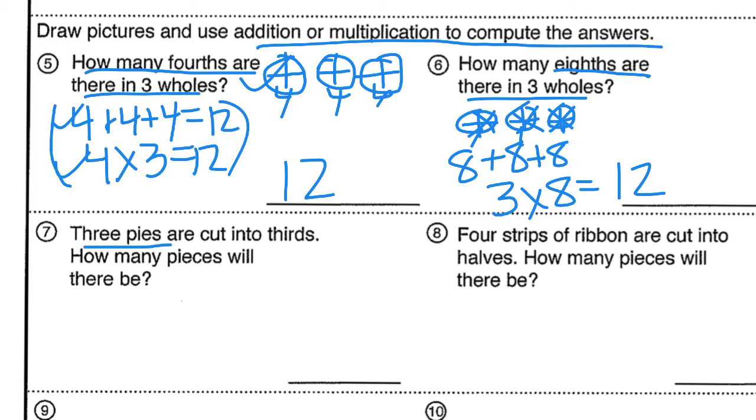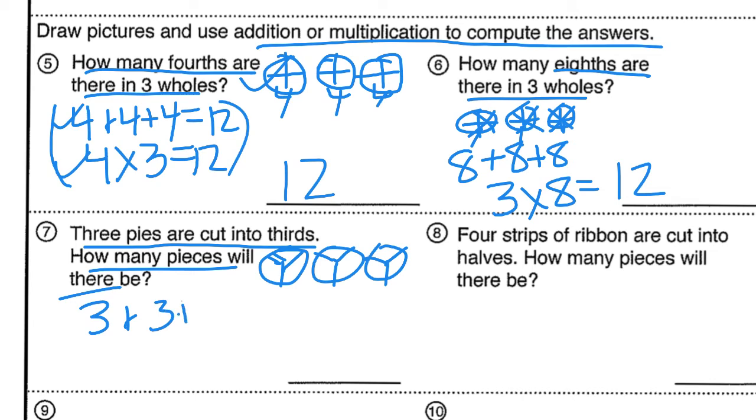3 pies are cut into thirds. How many pieces will there be? So again, you can draw your 3 pies. Now, some kids have a hard time splitting this into thirds. In fact, I'm having a little trouble right now. Thirds like that. Those are thirds. Or you can write 3 plus 3 plus 3. Or you can write 3 times 3. And either way, any of these ways you do it, you're going to get 9 pieces.